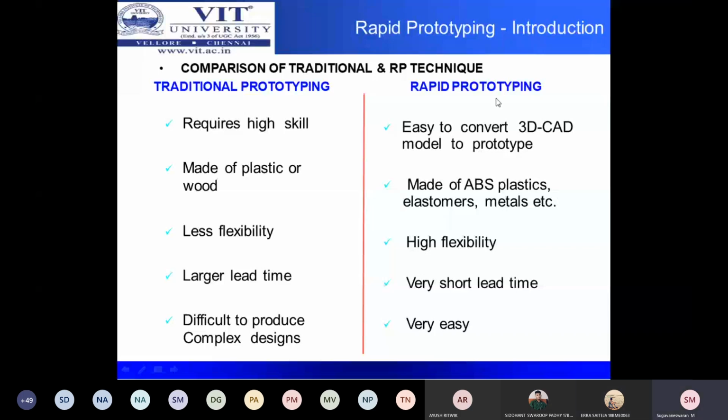Okay. So traditional prototyping depends upon skilled manpower. In traditional prototyping, you can work on softer material because the craftsman is going to craft. So plastic, clay or wood. Less flexibility. If there is any mistake at the time of crafting, again he has to start from the beginning. And you have to depend upon the skilled manpower.